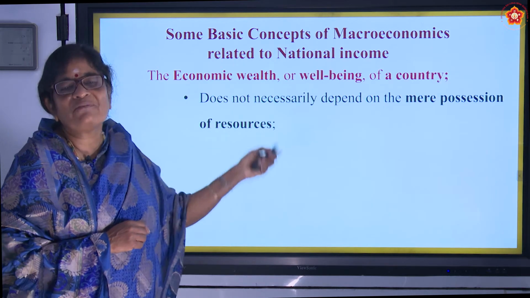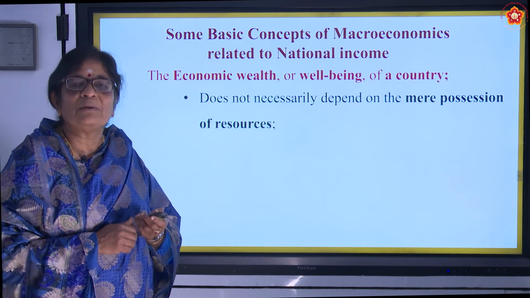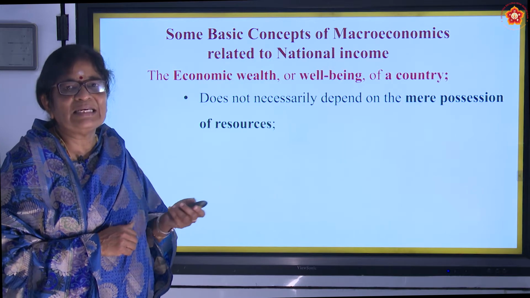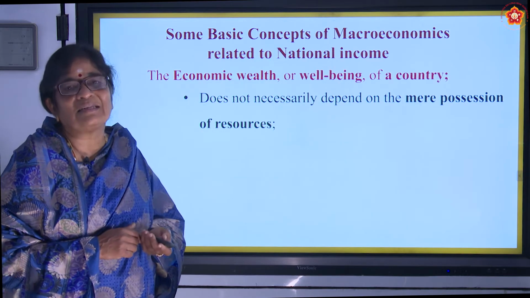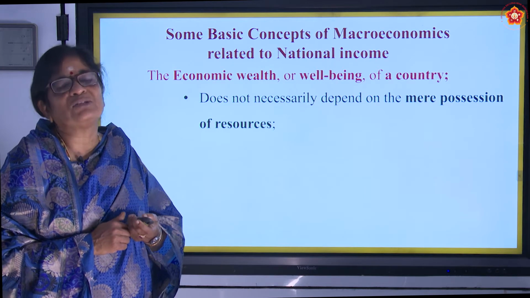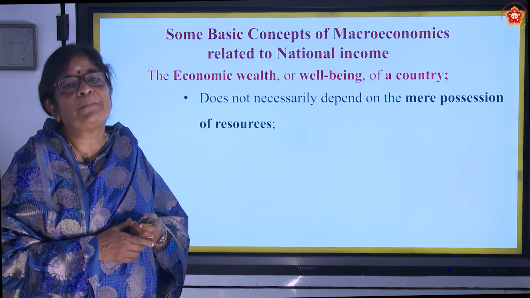Here, economic wealth or well-being of a country doesn't depend merely on the possession of natural resources, because we can say Latin American and African countries are full of natural resources, very plentiful in natural resources, but they seem to be very poor countries.